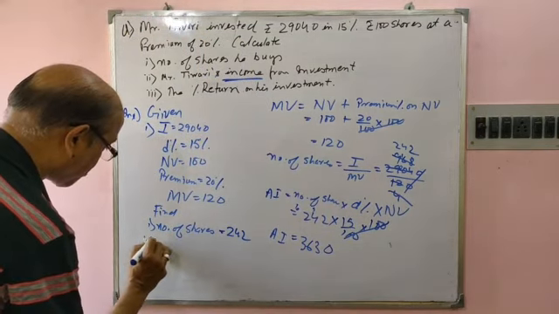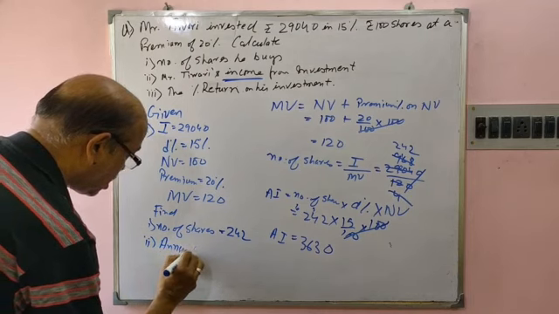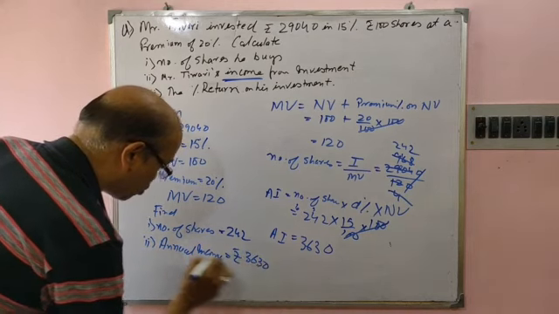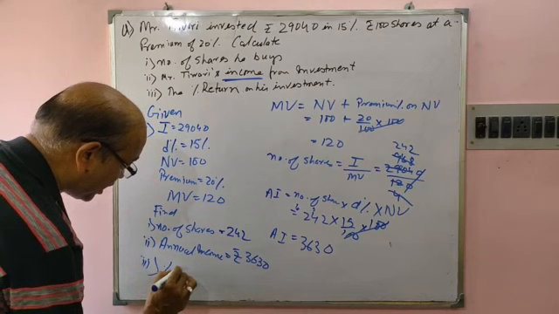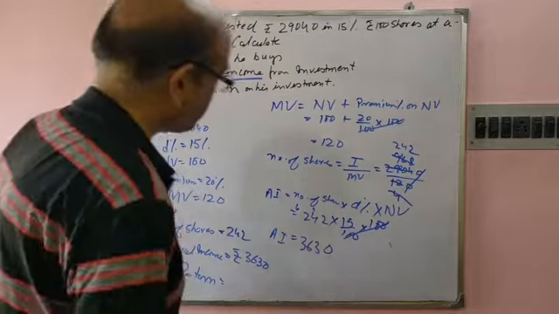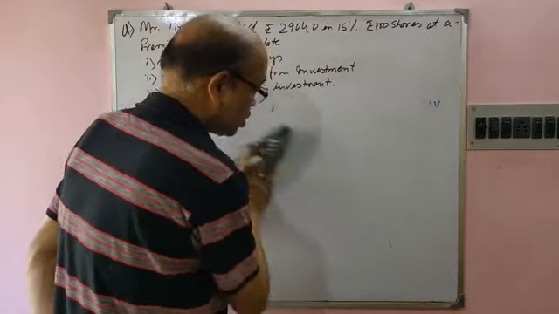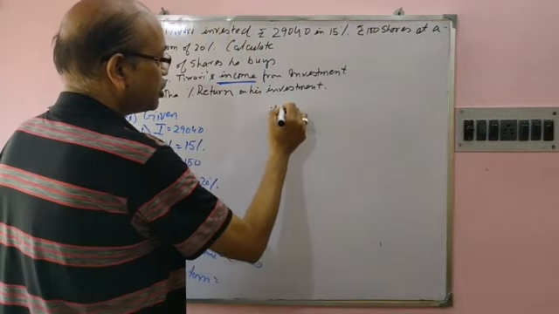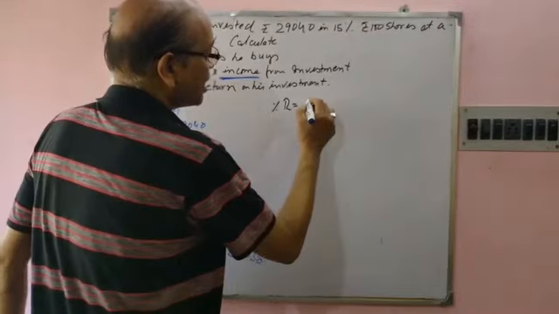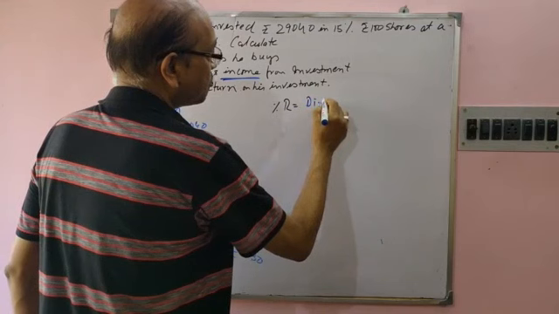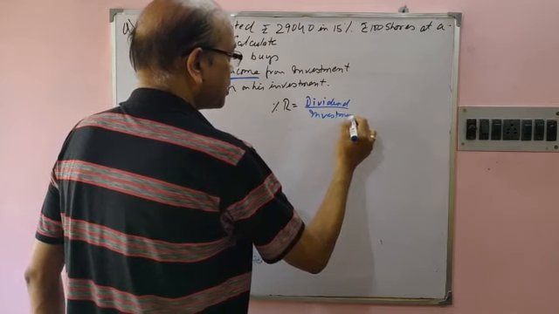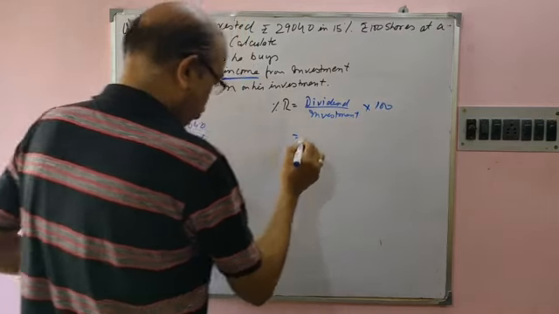So second part, annual income rupees 3630. And what we have to find last? Percentage return. How do we find the percentage return? You all know. Percentage return is dividend by investment into 100.